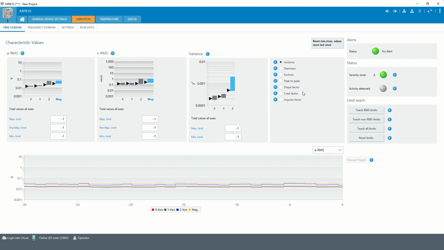For each key value, the current live value and the min and max value since last reset are provided for the X, Y, and Z axis. For the A and V RMS, the Multiphysics Box 10 provides this information additionally for the magnitude, which is a combined value of all 3 axes.